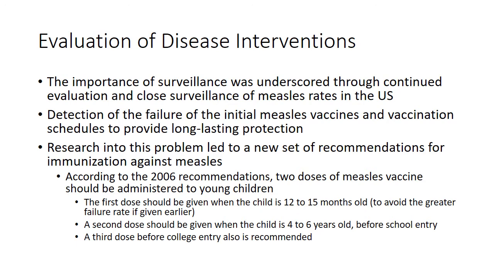Research into that problem, once they were seeing the trends, led to new recommendations, in which case you would be dosing initially at around the 12 to 15 month old range. We saw that you couldn't give it too early because that would lead to a greater failure rate based on the immunity status of these children. The second dose was to be given around years 4 to 6 before they're entering school, and again being in close contact with lots of new pathogens. And then a third dose before college entry was also recommended. Again, that could only be done by research led by this surveillance.